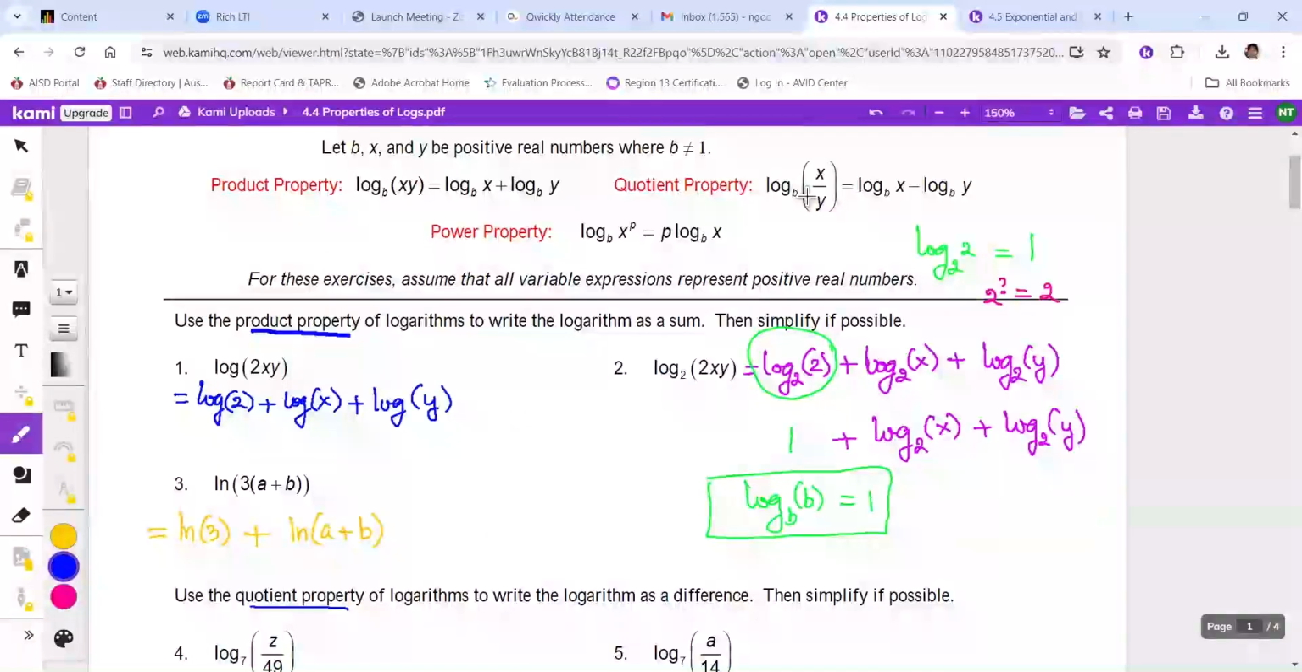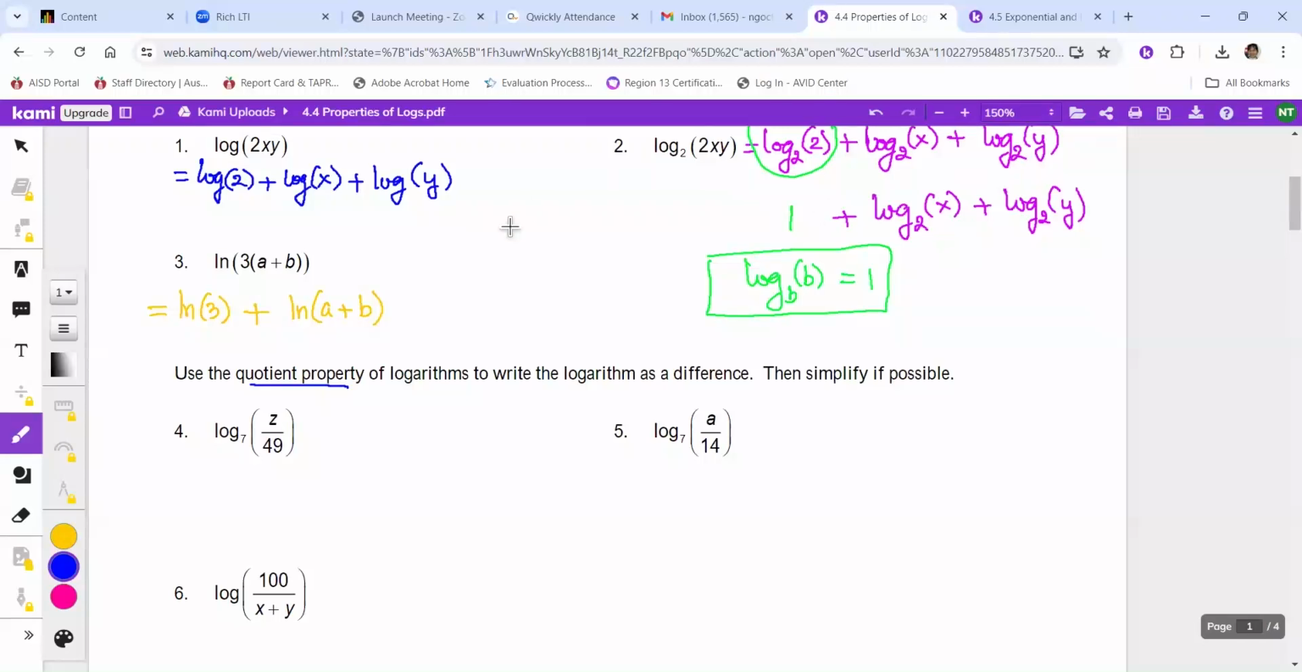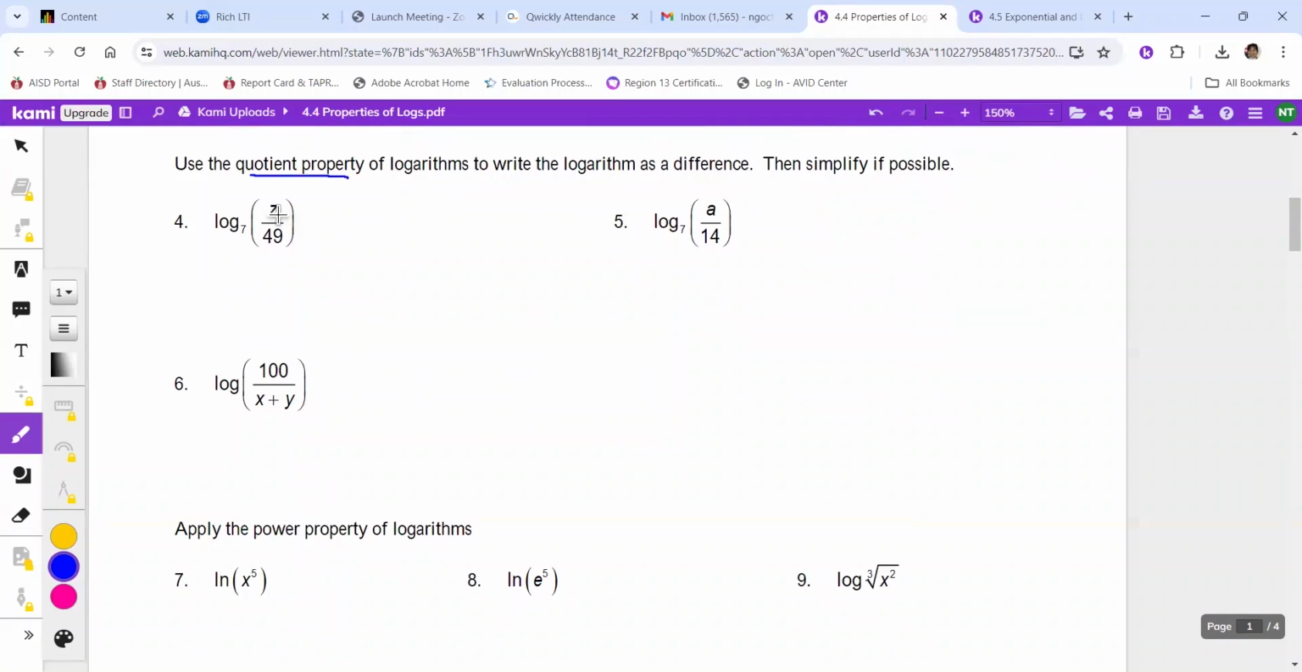So again, we start with one log and we go from left to right, we expand it. We can also go from right to left, which means we condense it. This time we expand, so we go from left to right. This is exercise number 4, log base 7 of z divided by 49. Using the quotient property, we get log base 7 of z minus log base 7 of 49.